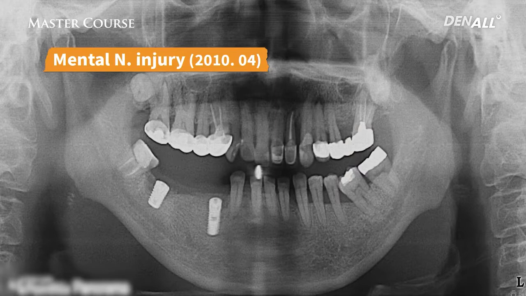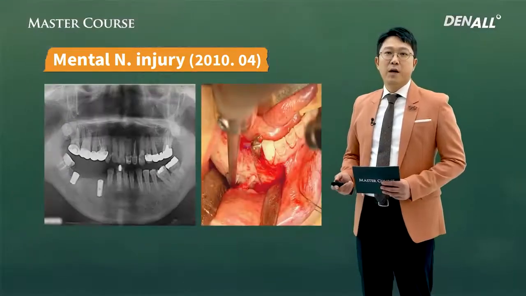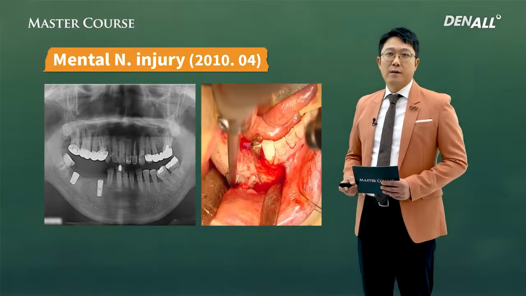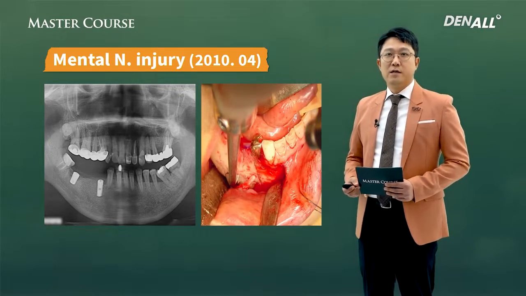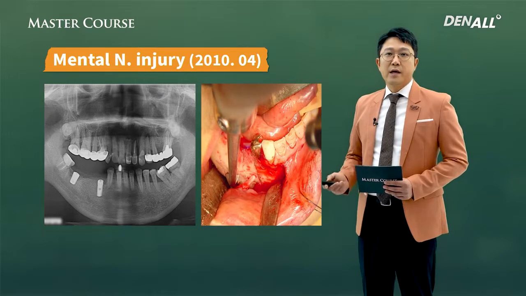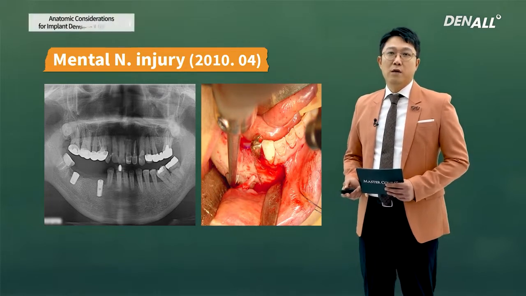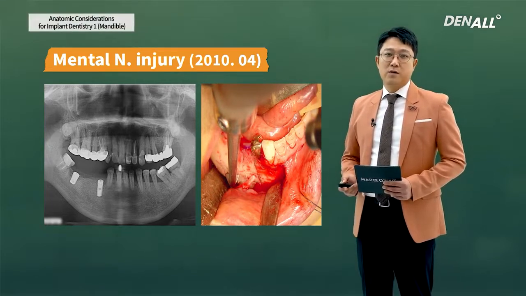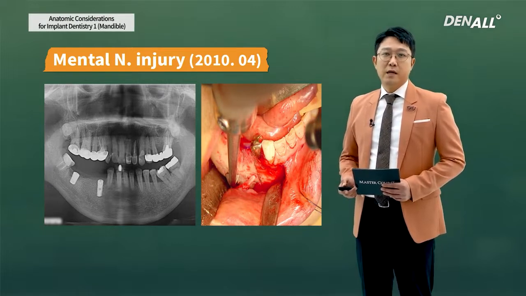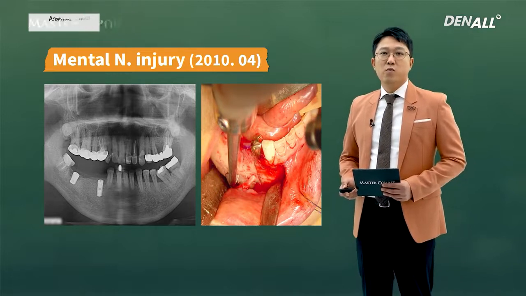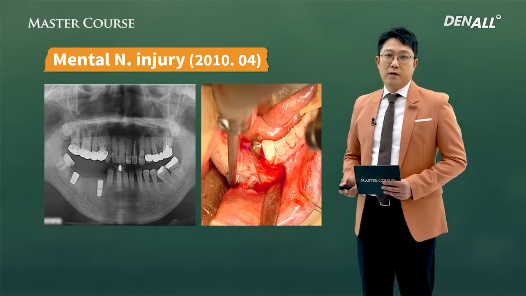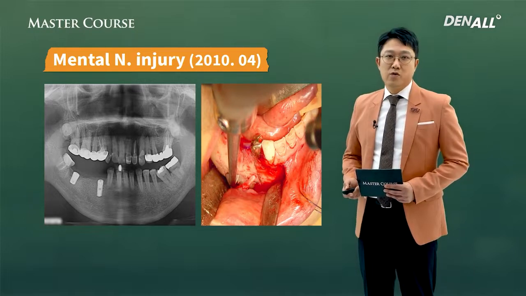Next case, a releasing incision was made and the mental nerve was injured. After implant placement, bone graft is done to pull soft tissue. The releasing incision was made. The mental nerve was checked, so the incision was made avoiding that nerve, but the sensation problem lasted 1.5 years. Therefore, when you place an implant in the mental nerve area, soft tissue needs to be handled with care.